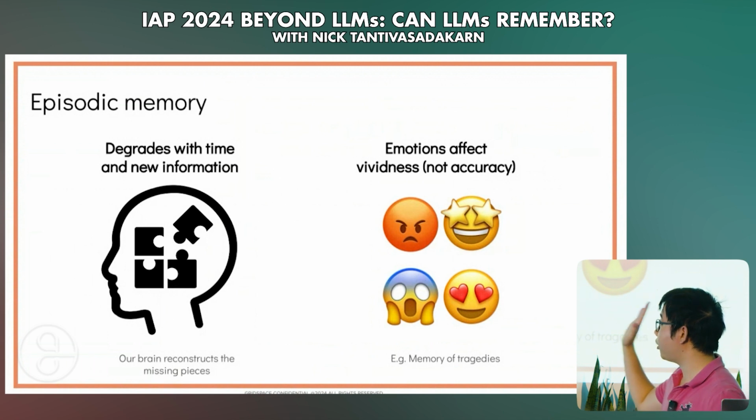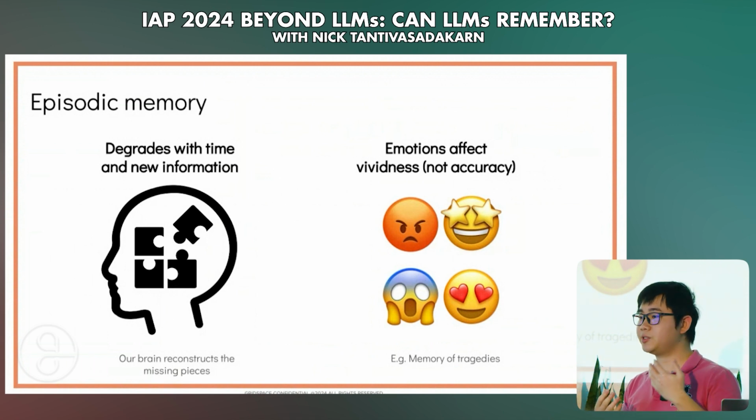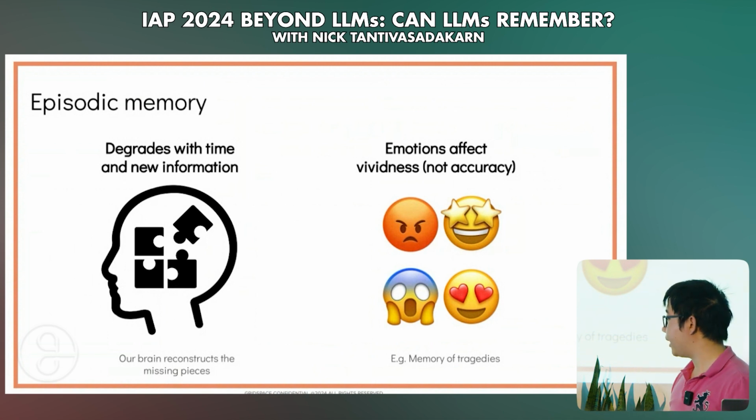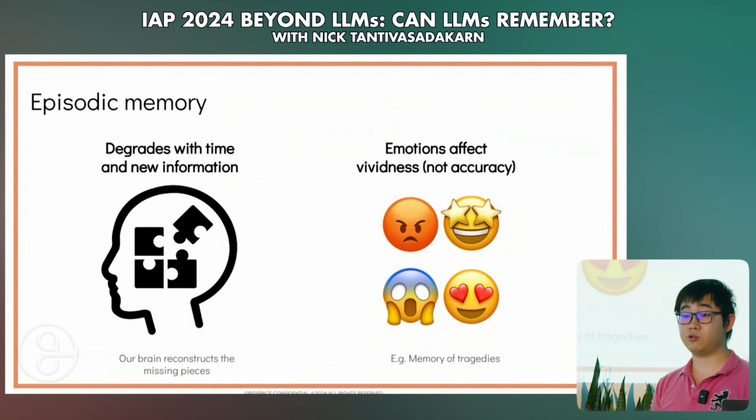So, okay, we've talked about how memory degrades. But you might wonder: when I recall something, I seem to have all this different information. Wouldn't my memory be all spotty if it degrades over time? Well, our brain compensates for that by reconstructing the missing pieces. And sometimes this can lead to memory errors.